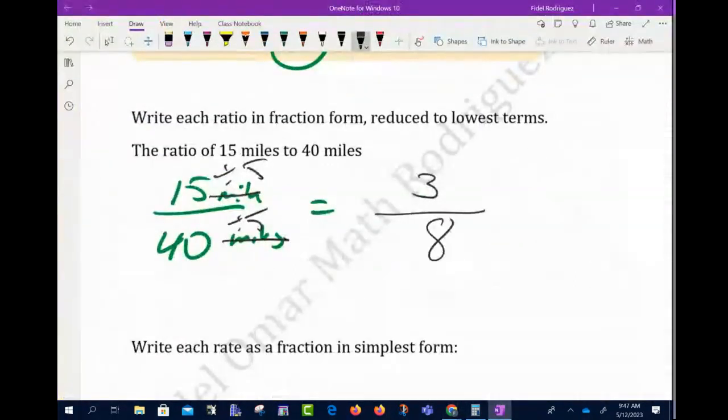Okay. The chart, y'all, in my opinion, comes in real helpful. Now, are you going to have the chart on the test? You're not. But the more that you use it, the more that you're going to remember those numbers. Okay.